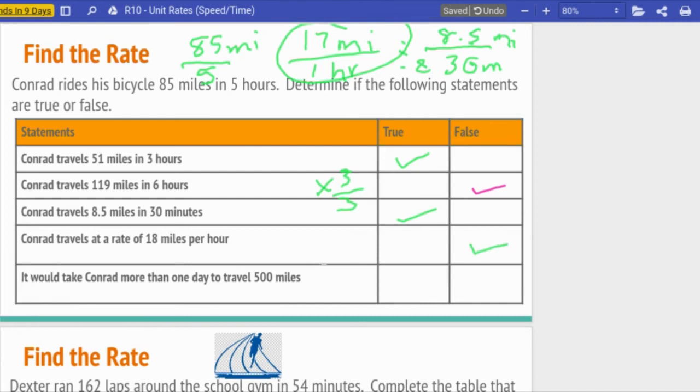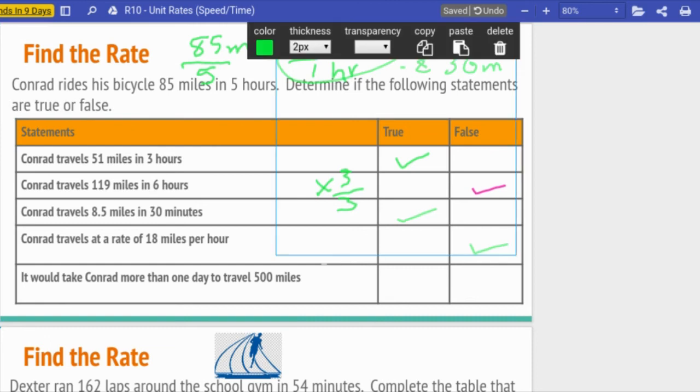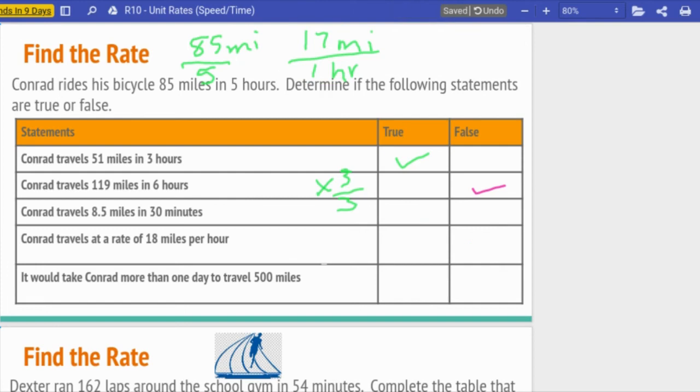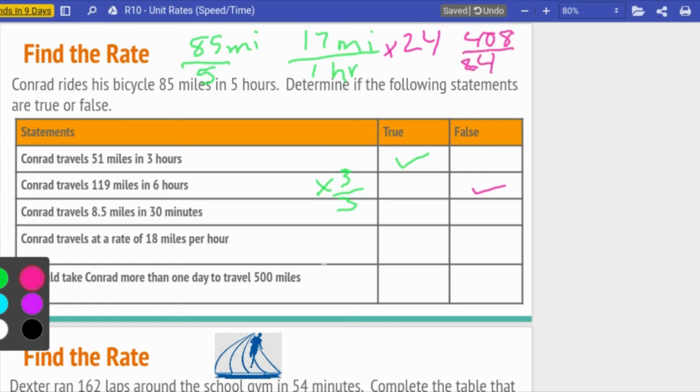It would take Conrad more than one day to travel 500 miles. Well, one day is 24 hours. So let's see how far he travels in 24 hours. So I would need to times this, scale it up by 24. So 17 times 24 is 408. So he would travel 408 miles in 24 hours. And so it would take Conrad more than one day to travel 500 miles, because in one day he traveled only 408. So that would be a true statement.